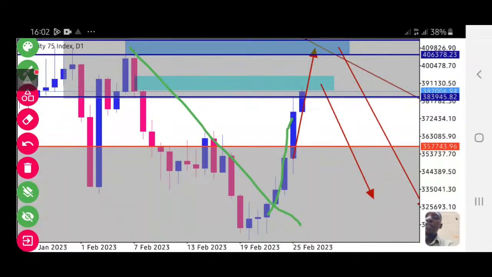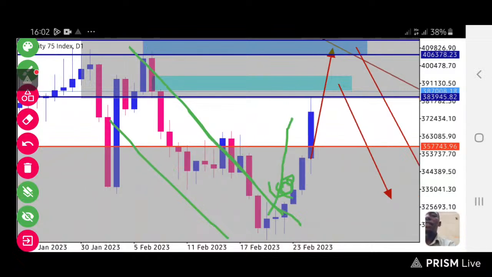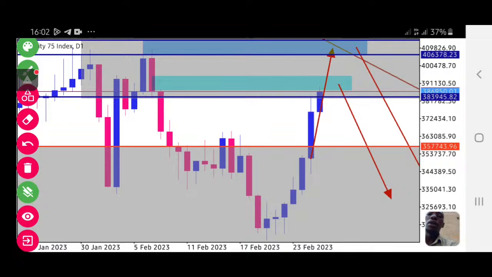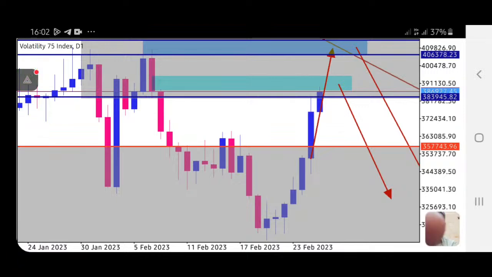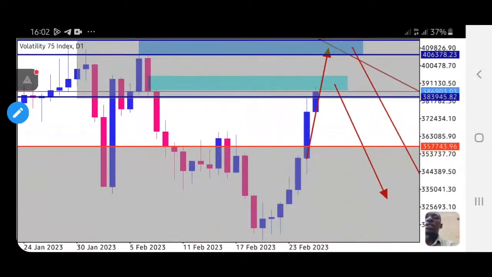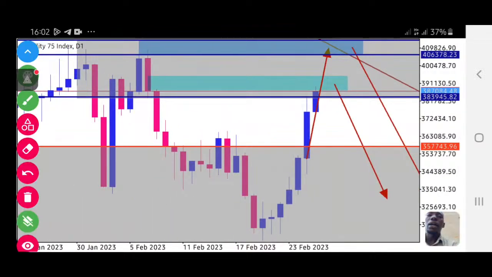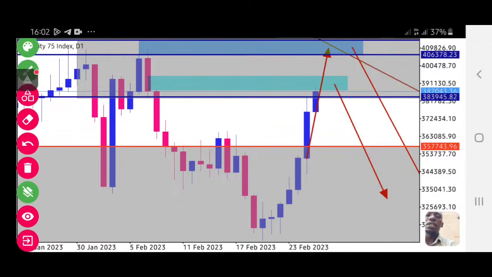So if you managed to enter here, guys, after seeing that the daily has closed above this side and it's starting to pump up, you jumped in the market and started making your money. As well, if we go on H4 right now, we can see what is going on. But first and foremost, let us stay on the daily a little bit and I show you something, guys.